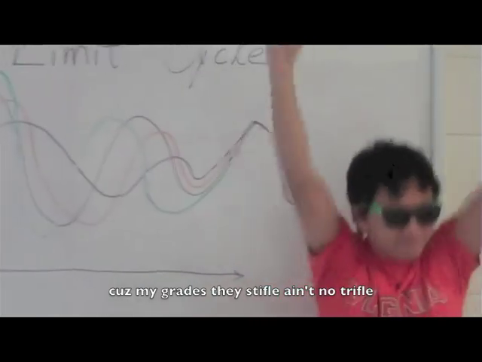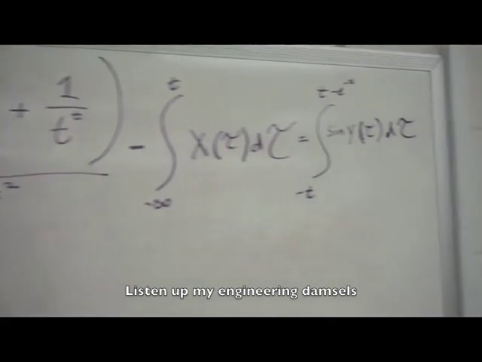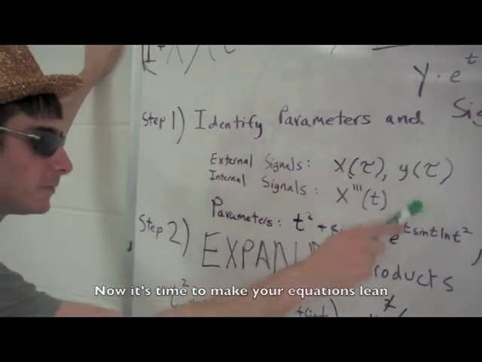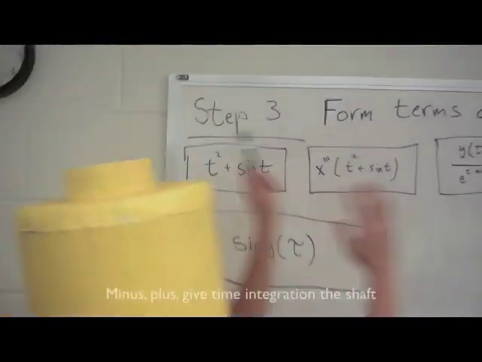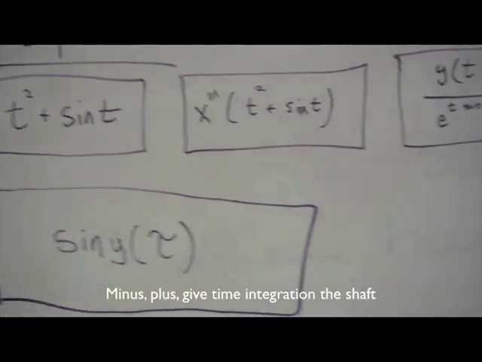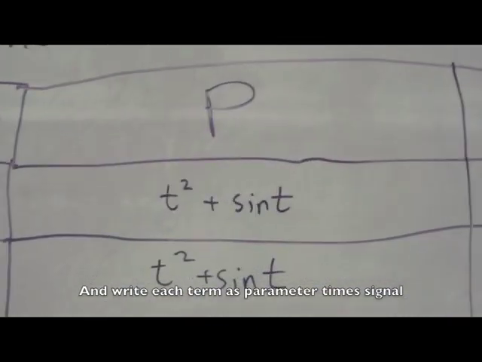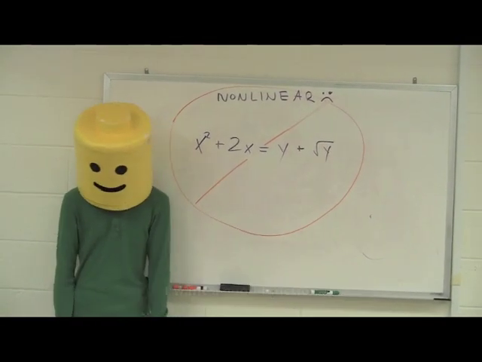Ain't no trifle. Yo, I'm gonna tell you how to figure out these blurred linearities, my engineering damsels. Step 1, identify parameter and signal. Now it's time to make your equations lean. Step 2, expand products, cancel terms, so your denominators is clean. Now separate the wheat from the chaff. Step 3, separate expressions in parameters, minus, plus, give time integration the shaft. Now take all these terms and it's time to distill, because step 4, write each term as parameter times signal. And if you can do step 4 for each term, then you've no need to stir. Your equations is linear. But if you can't, man, you in danger. Non-linear, baby. Switch to an art major.